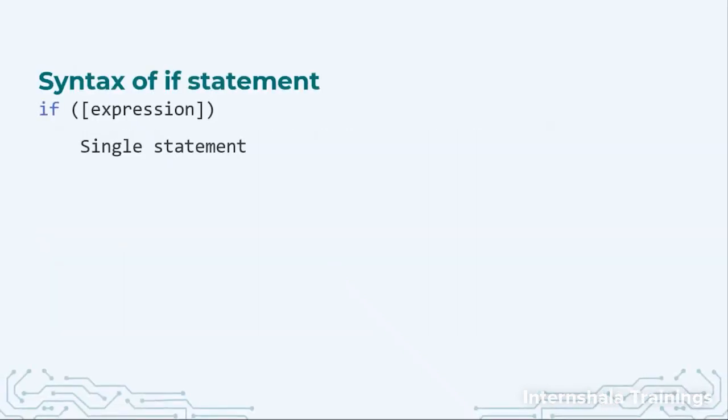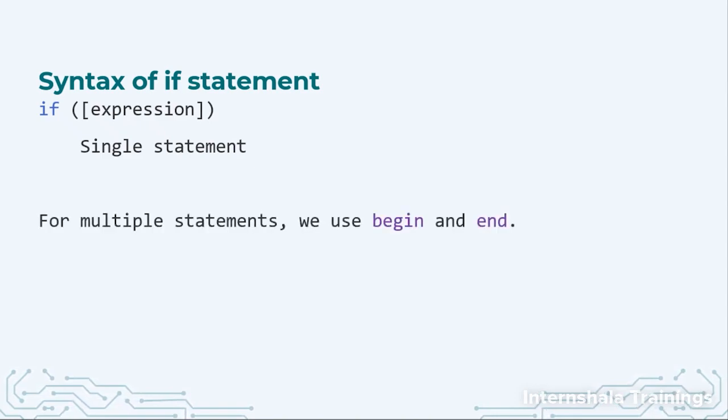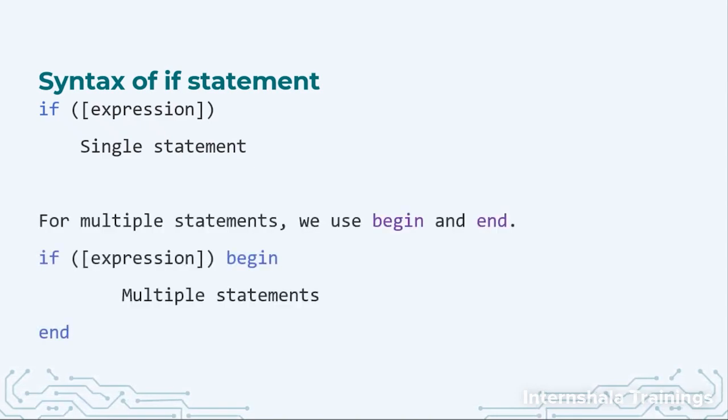The syntax is simple. I will write if, and inside the brackets we will write the condition that needs to be evaluated. If sensor value equal to 1, or if temperature less than 35, anything. If you have to perform only a single statement, just write the statement. If we have to use multiple statements, then we will write begin and end while writing those multiple statements.